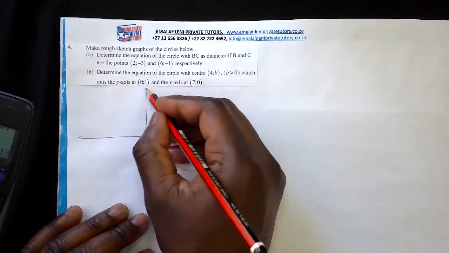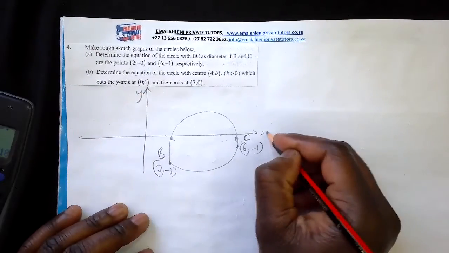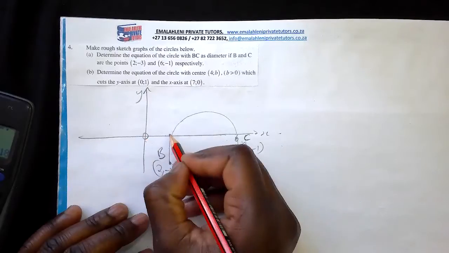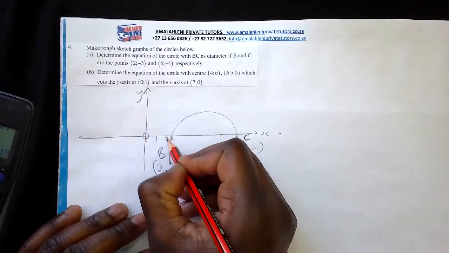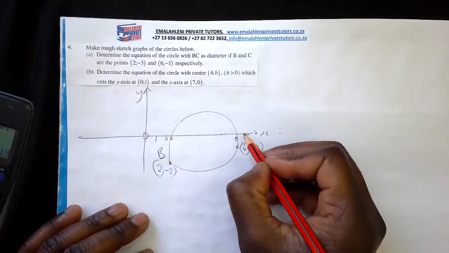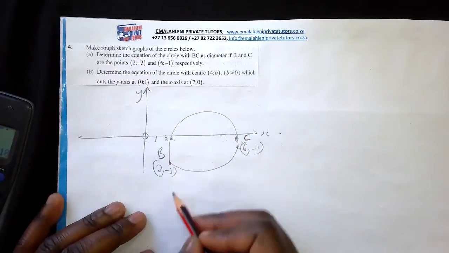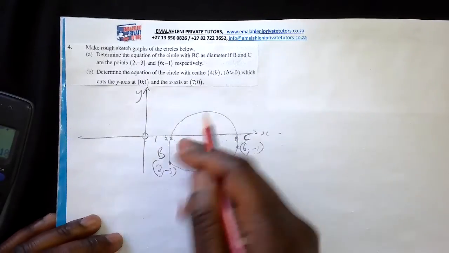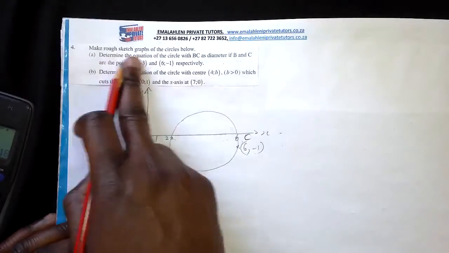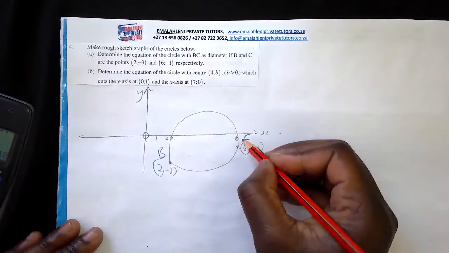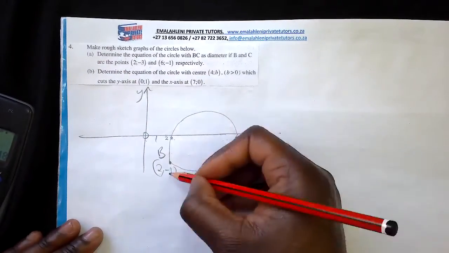So what are we going to do now? This is Y. This is X going there. This is our origin. Then we're saying 1, then we're saying 2 here, then it goes on like that up until 6 there. Now, what are we worried about here? We are looking for the equation of the circle. What must we do first?